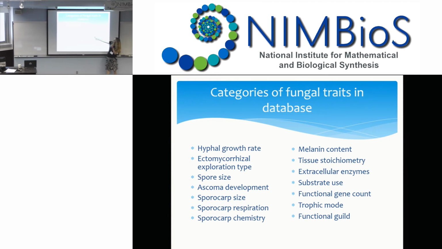Extracellular enzymes indicate what kind of substrates the fungi use, like cellulose or other things. We have tons of functional gene counts from JGI's genomes. We have trophic mode. This is whether the fungus is a pathogen or mycorrhizal or symbiont or free living. And then we also have functional guild. So these are just our ideas of different functions, like ectomycorrhizal fungi, arbuscular mycorrhizal fungi, endophyte, and so forth.